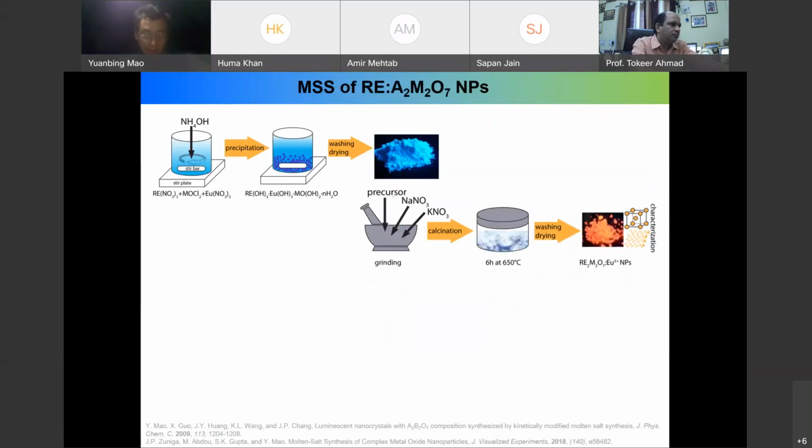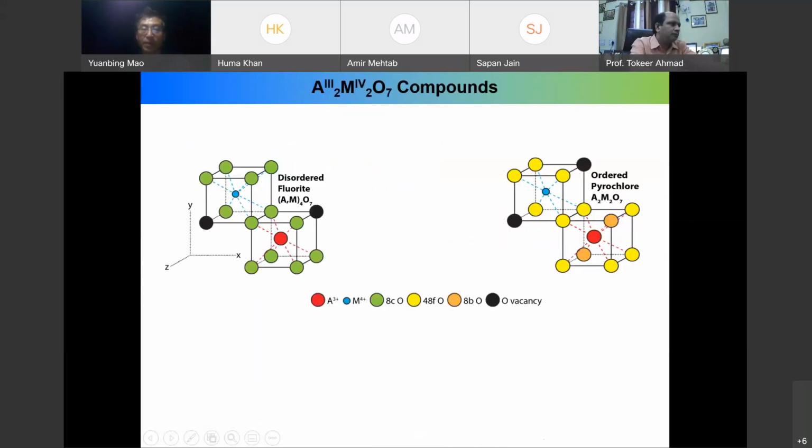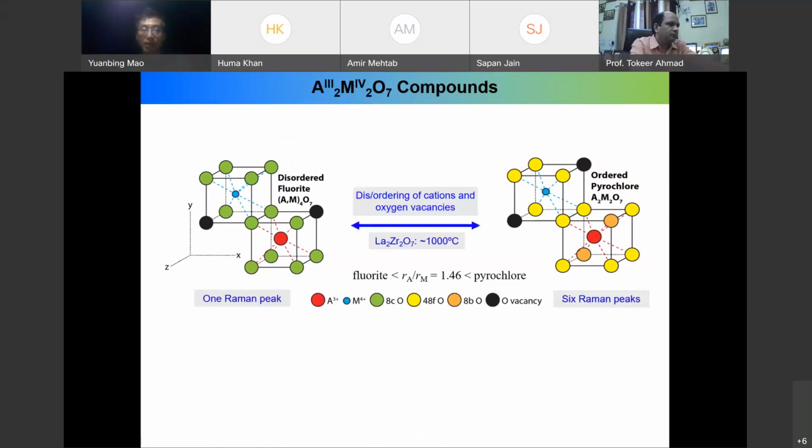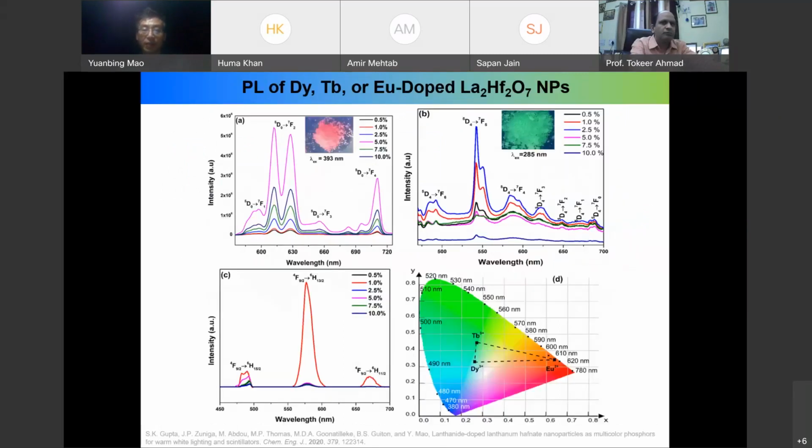Earlier, in the last couple of days, I talked about the type of nanoparticles we've been working with. I don't want to go into the details, but if you are interested, you can go back. Today, the phosphor I'm showing is based on this composition. This is the synthesis process, and this is a little background about this type of compounds. I'll skip this and get back to the material we've been looking at.